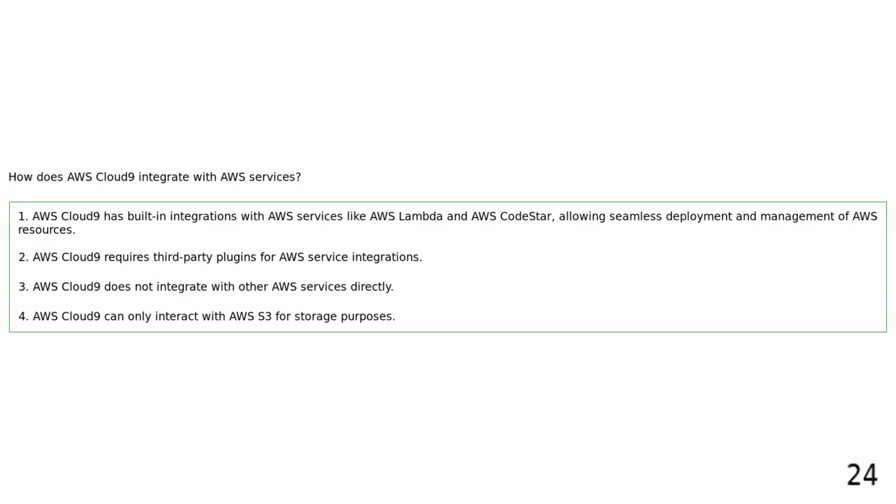How does AWS Cloud9 integrate with AWS services? AWS Cloud9 has built-in integrations with AWS services like AWS Lambda and AWS CodeStar, allowing seamless deployment and management of AWS resources. AWS Cloud9 requires third-party plugins for AWS service integrations. AWS Cloud9 does not integrate with other AWS services directly. AWS Cloud9 can only interact with AWS S3 for storage purposes.